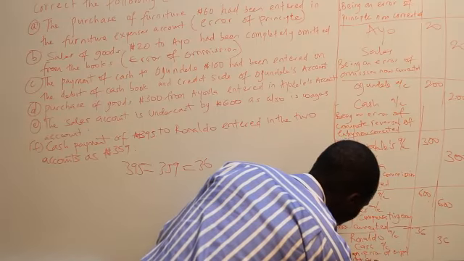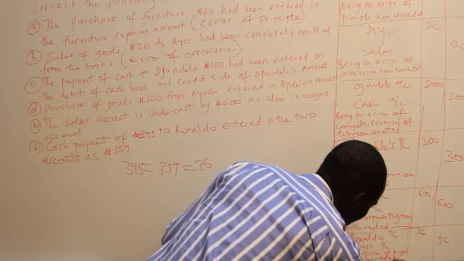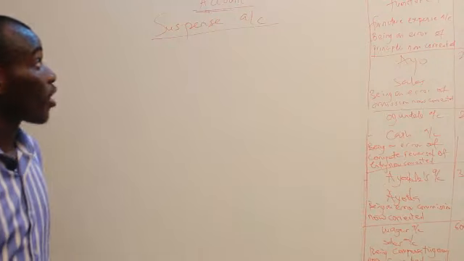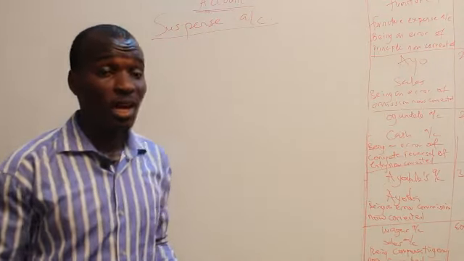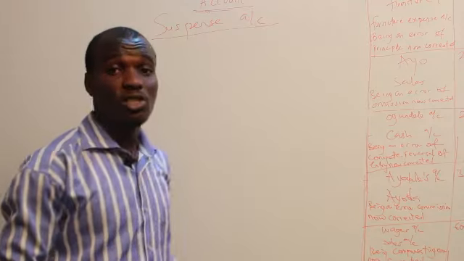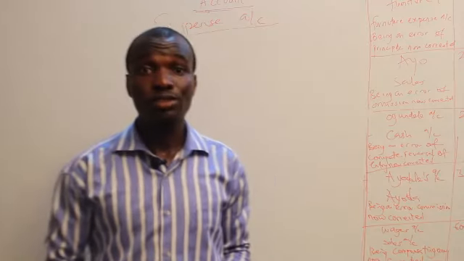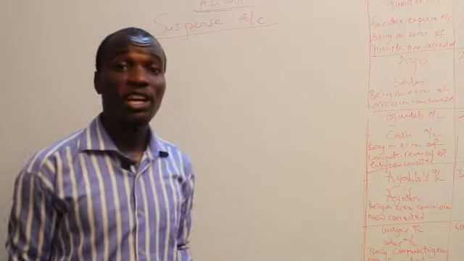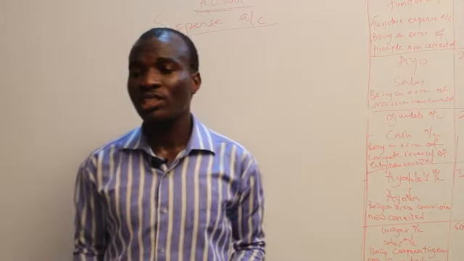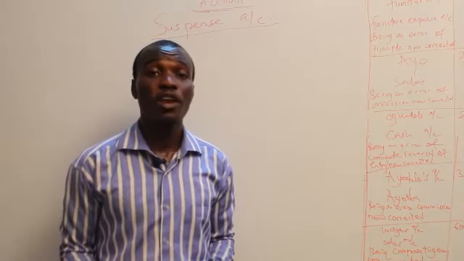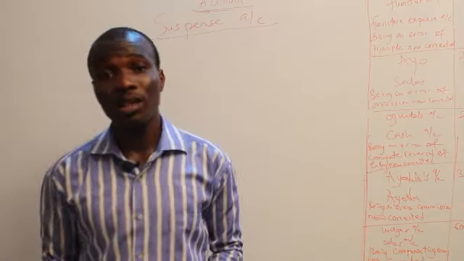So now corrected. So we've done how to correct errors using the journal. Now we can move to the suspense account. The suspense account is an account used to record the difference on the trial balance until the errors are detected and corrected. So we use the suspense account in correcting those categories of error that will affect the trial balance.